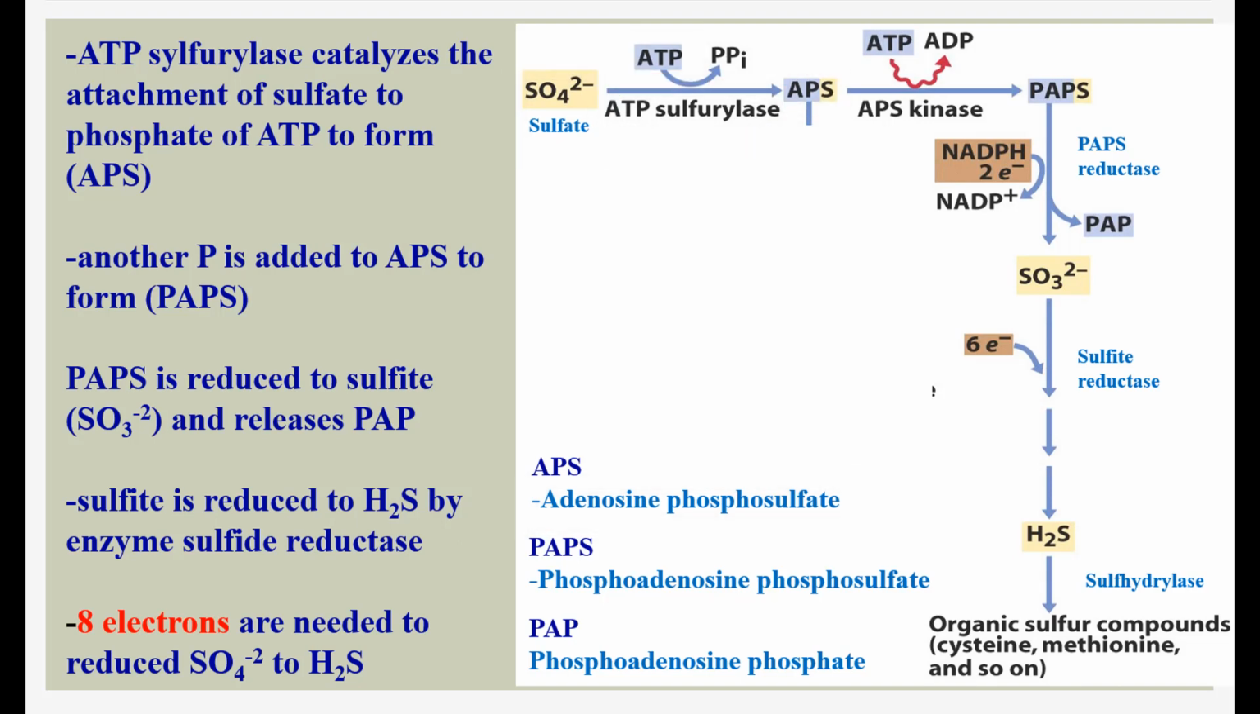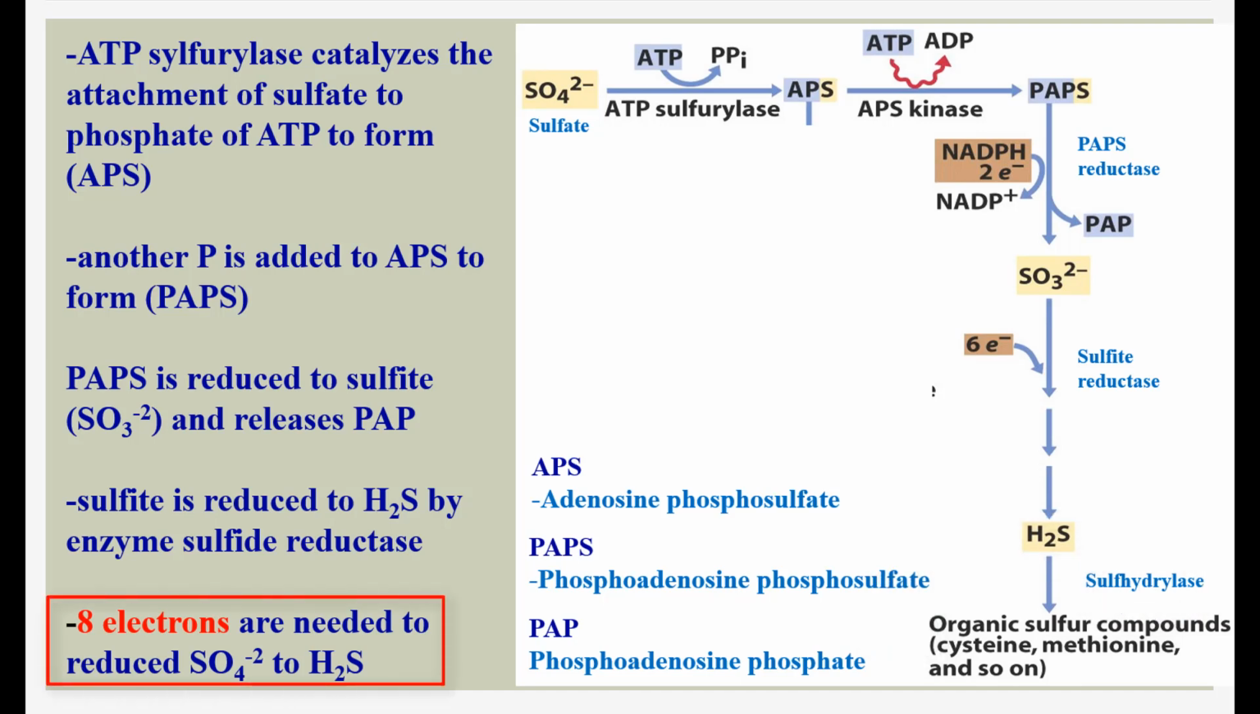The second step involves a phosphorylation step by APS kinase. So APS kinase removes a phosphoryl group from ATP and phosphorylates APS to phosphoadenosine 5'-phosphosulfate or PAPS. So this process converts APS to PAPS. PAPS is reduced to sulfite by the enzyme PAPS reductase. Then sulfite is reduced to hydrogen sulfide by the enzyme sulfite reductase. The sulfhydrylase then converts hydrogen sulfide to organic sulfur compounds.